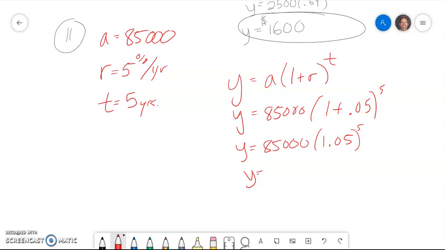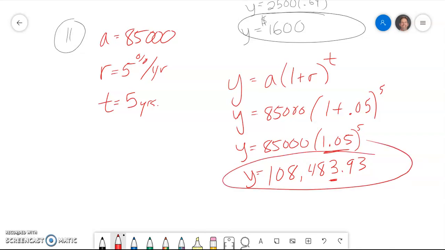If you do this to the 5th power and then multiply by 85,000, my final value, I did this already on a calculator, would be 108,483.93. Now I noticed in the book it said 484. I believe that answer is wrong. I checked this like 2 or 3 times, so I think the book was just off by $1. Okay? So here's the good news. You buy a condo, 5 years later, it's worth more than 20,000 more than when you originally bought it. Now, those 3 are not too bad.